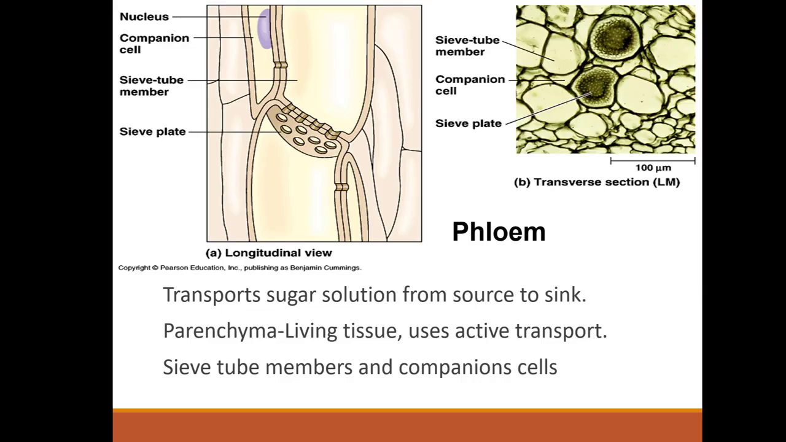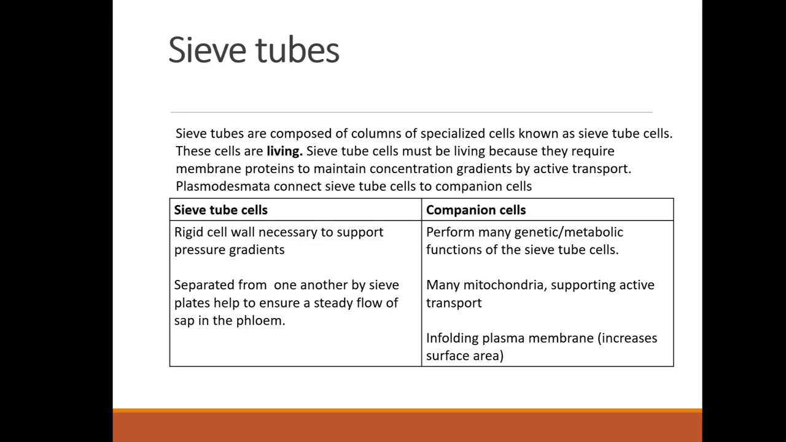So phloem is what transports sugar solution from the source, being the sun, to the sink, and the sink is the plant. It's made up of parenchyma, which is a living tissue and uses active transport, and it is made up of sieve tube members and companion cells. So sieve tube cells are living, and they must be living because they require membrane proteins to maintain active transport.